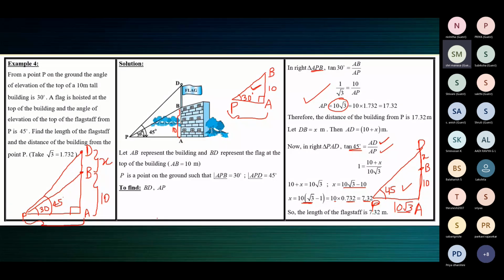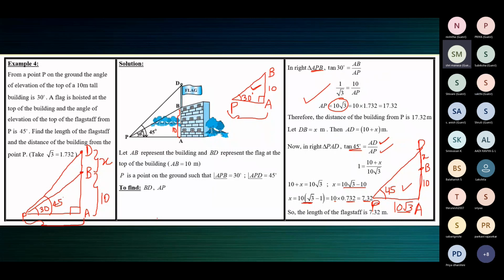Yes, Shakti? What is your doubt? Here they are meaning from the top of the building or from the bottom of the building? The bottom of the building. The question says find the length of the flagstaff and the distance of the building from the point P, from the foot of the building. If it is the top, it will be mentioned.